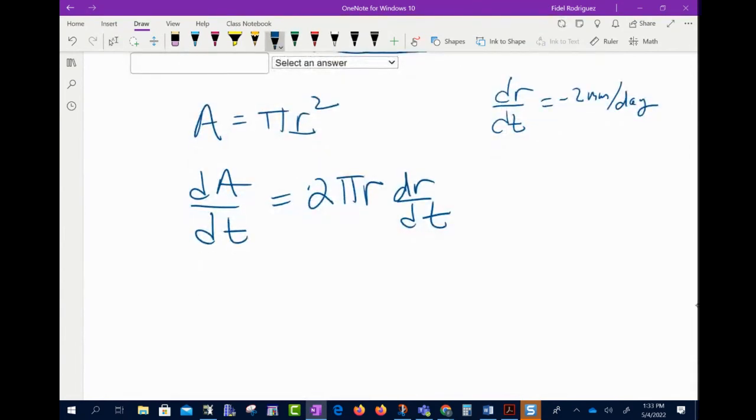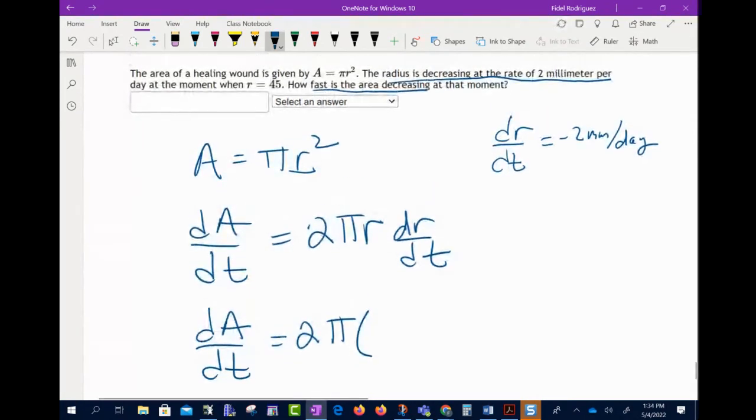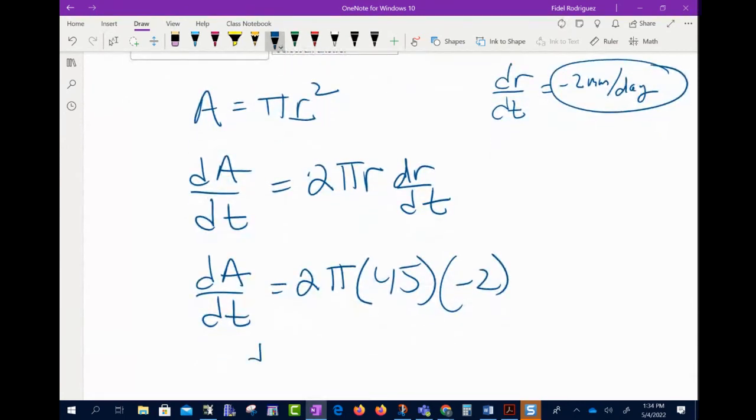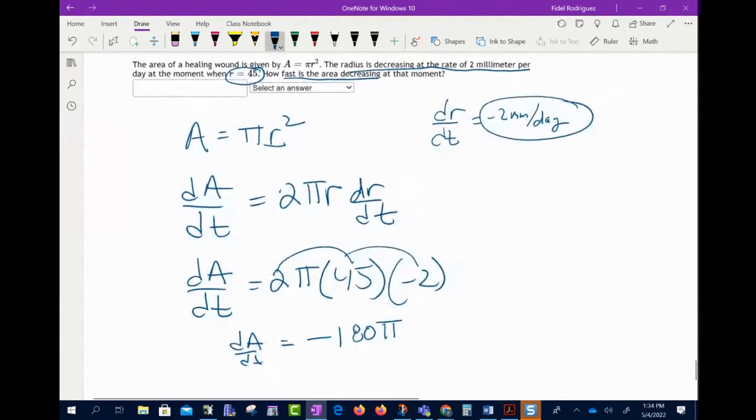Okay. So look, y'all, I'm right here. I'm just going to go like this. dA/dt equals 2 pi r. They gave me a value of r. They already told us that r was 45, and we knew that our dr/dt happened to be a negative 2. Okay. So dA/dt, let's see, 2 times 45 is 90. 90 times 2 is a negative 180 with a pi. Okay. So I'm coming up with a negative 180 pi.